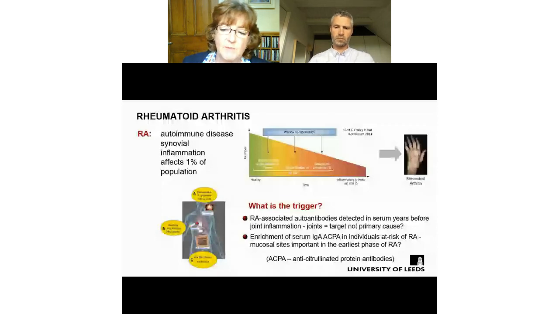These are present in about 70% of people with rheumatoid arthritis, and they can be detected up to 10 years before the onset of full symptoms. So they might have rumbling non-specific symptoms, but they don't have the full-blown rheumatoid arthritis symptoms.